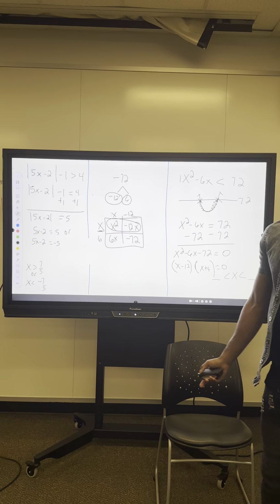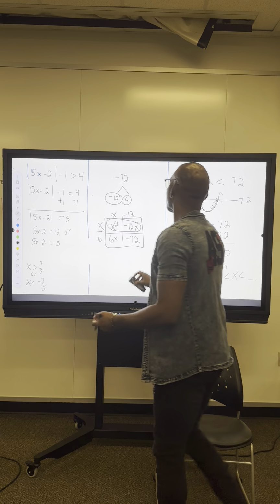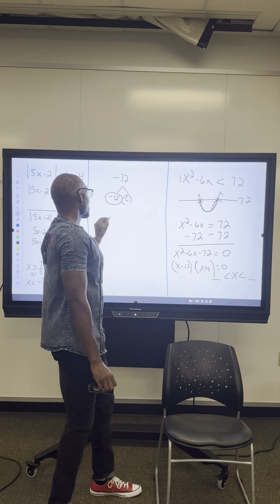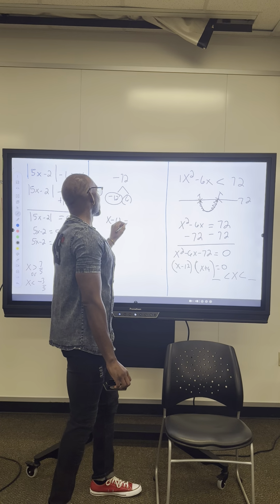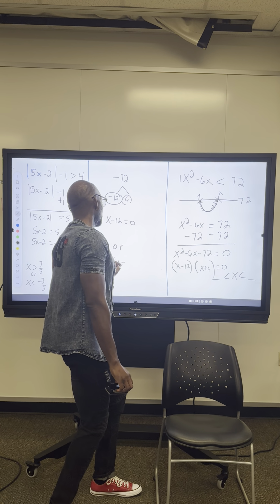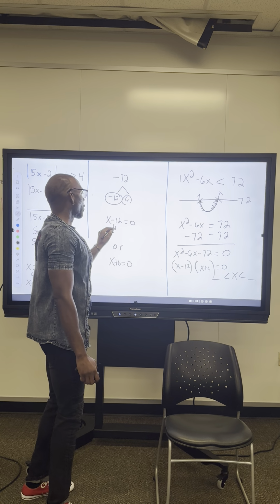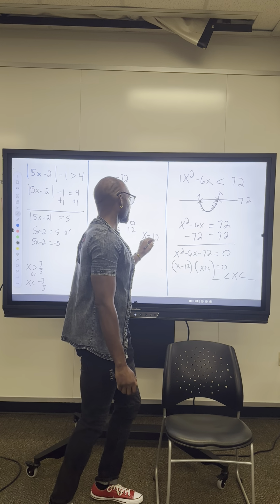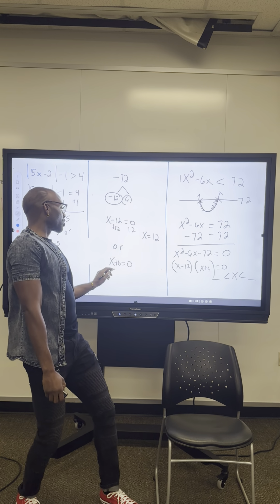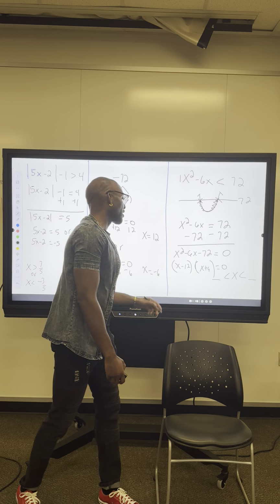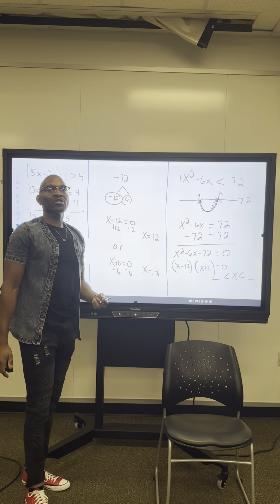And in order to find out what it is, we set each one of our factors equal to 0 so we can find out what x is. So that means x minus 12 is equal to 0, or x plus 6 is equal to 0. Then I'm going to add 12 to both sides, so I know x is equal to 12. And then I'm going to subtract 6 from both sides, so I know x is equal to negative 6. So those are the x values that I was looking for.